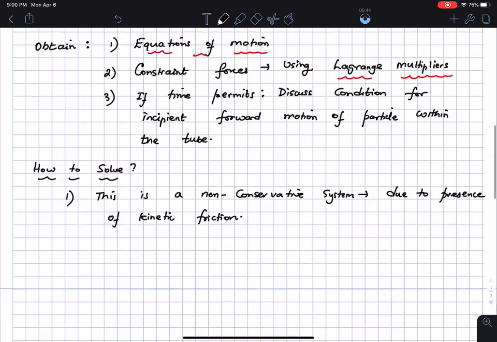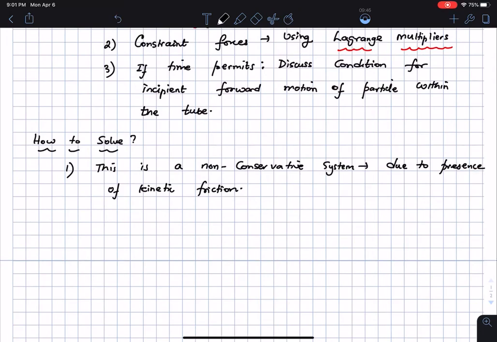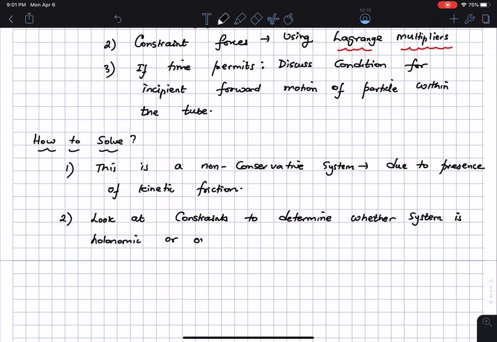We need to determine whether the constraints are holonomic, so that the system is holonomic. That's the second thing. So look at the constraints to determine whether the system is holonomic or not.